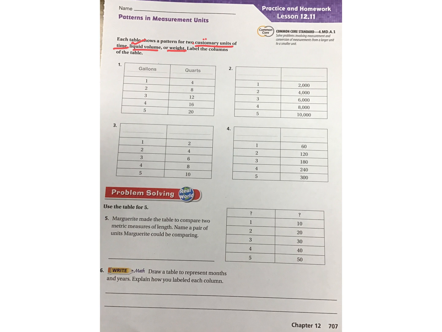So which one would you like to look at? Number 2. Okay. So we have time, liquid volume, or weight. All right. So 1 what is 2,000 what? Well, the clue is 2,000. That's a pretty big number. So think, what could be the biggest thing that you know compares? Think and say. A ton.